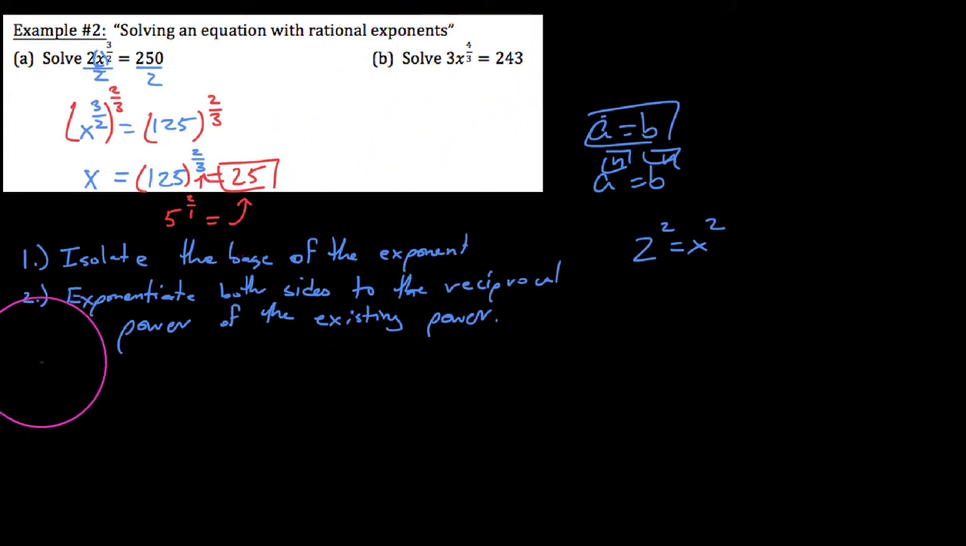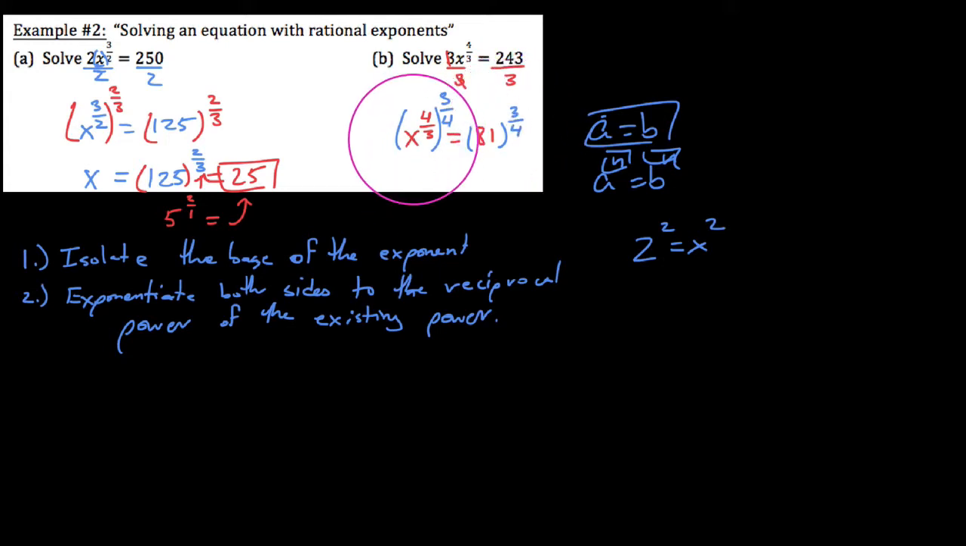The first thing we want to do is isolate the base of this exponent, so we divide both sides by 3. We get x to the 4/3 power is equal to 243 divided by 3, which is 81. Step 2: exponentiate both sides to the reciprocal power of the existing power. The reciprocal of 4/3 is the 3/4 power, and we have to do it to both sides because of the equality property. Those cancel out and we get x to the first equals 81 to the 3/4.